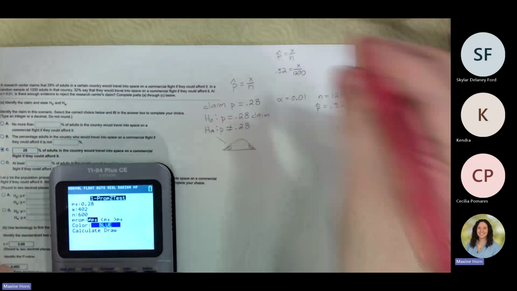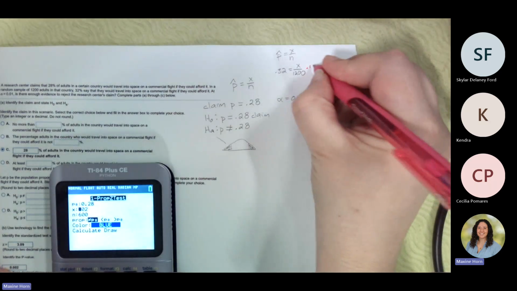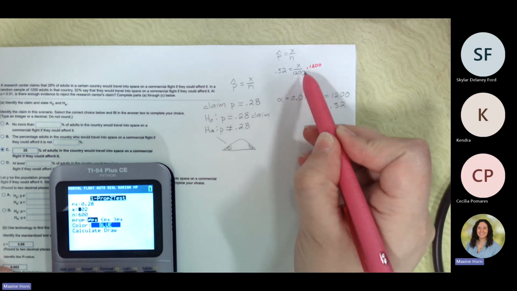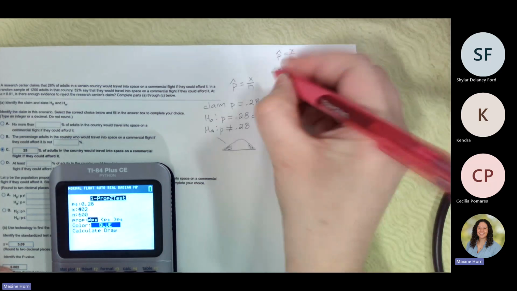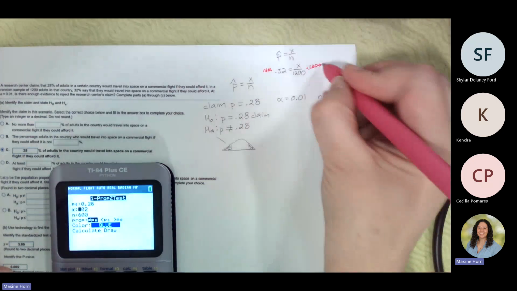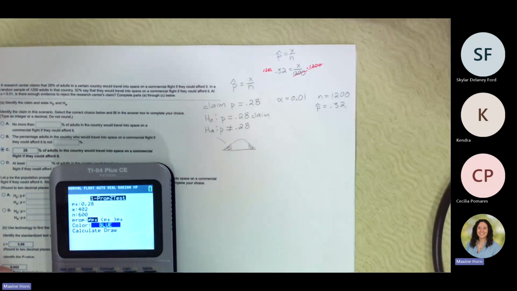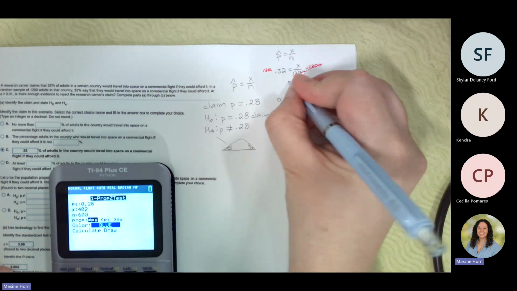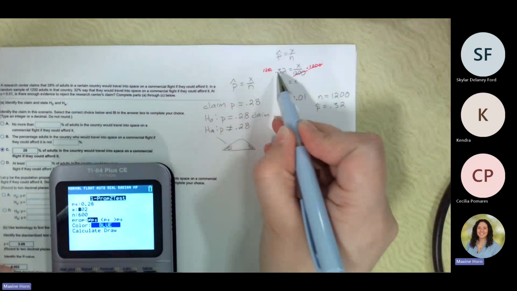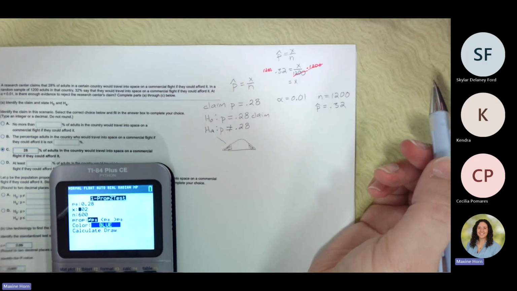So to get the x by itself, I'm going to multiply both sides by 1200, right? X is being divided by 1200. So to get rid of the division, I'm going to multiply. What I do to one side of the equation, I do to the other. Multiplying and dividing cancel each other out. On the right side of the equation, I just have x. On the left side of the equation, I have 1200 times 0.32.